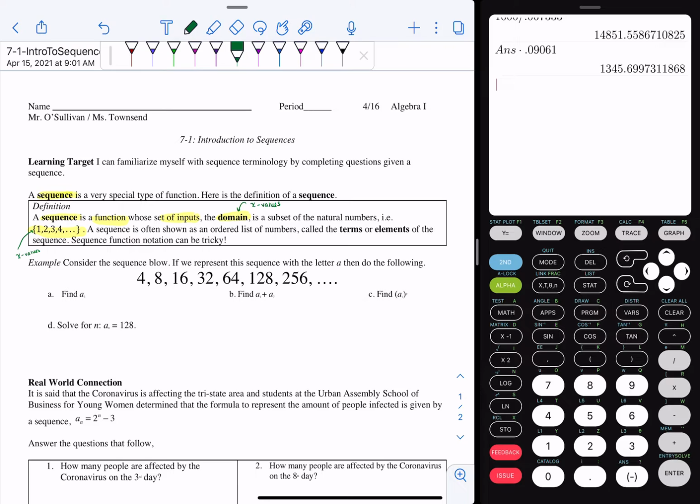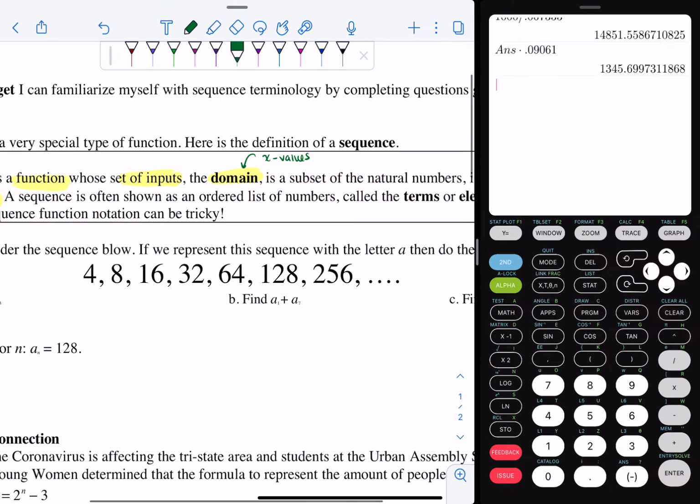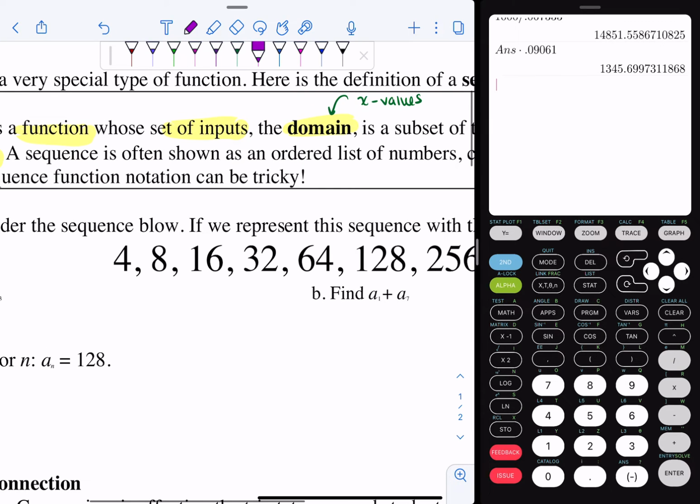Example, consider the sequence below. If we represent the sequence with the letter A, then do the following. So we have a sequence that says the rule is 4, 8, 16, 32, 64, 128, and 256. The first question I have for you, is this linear or exponential? Very good. This is exponential because I am multiplying by 2 each time.